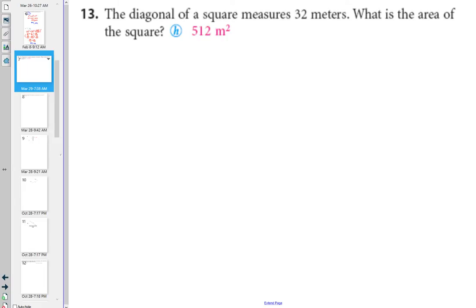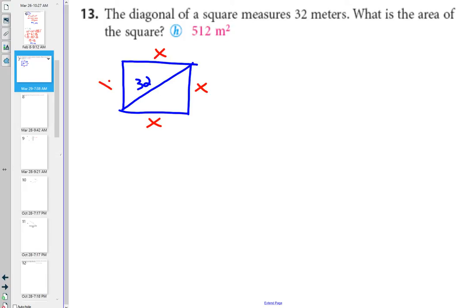The diagonal of a square measures 32 meters. What's the area of the square? All right, we haven't done area yet, but let's just draw a picture. Say that's a square. What do we know about a square? All 4 sides are equal. Okay, so if a diagonal, that you are supposed to know, is 32, and if all the sides are equal, can I call this x, x, x, x, because they're all the same? Yes.